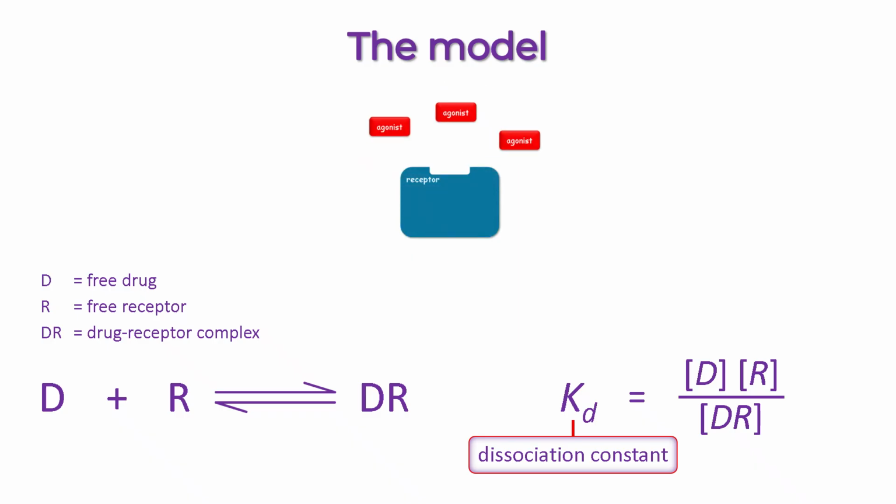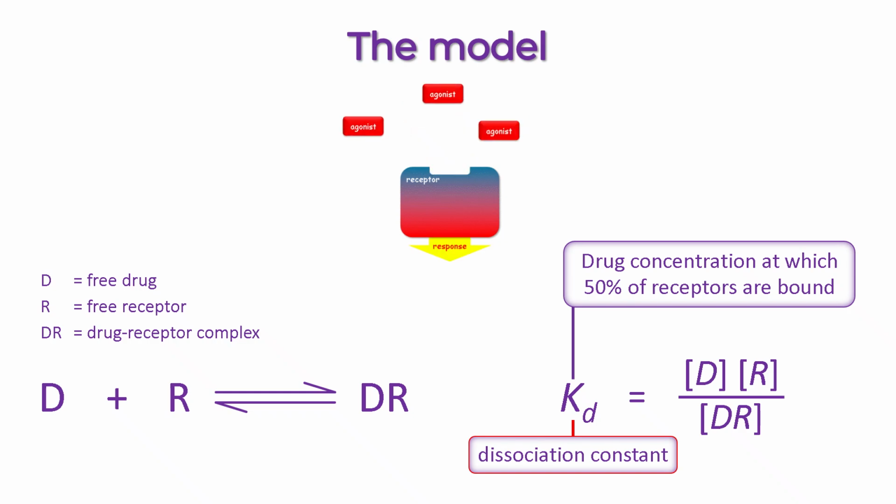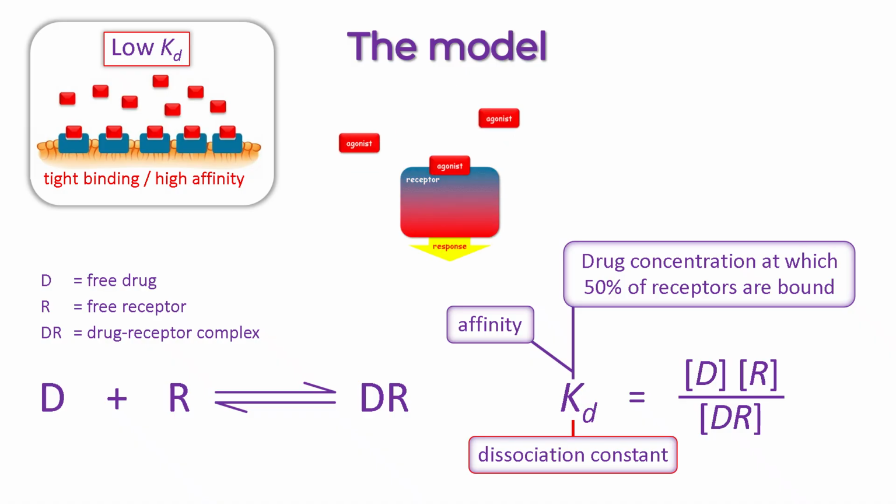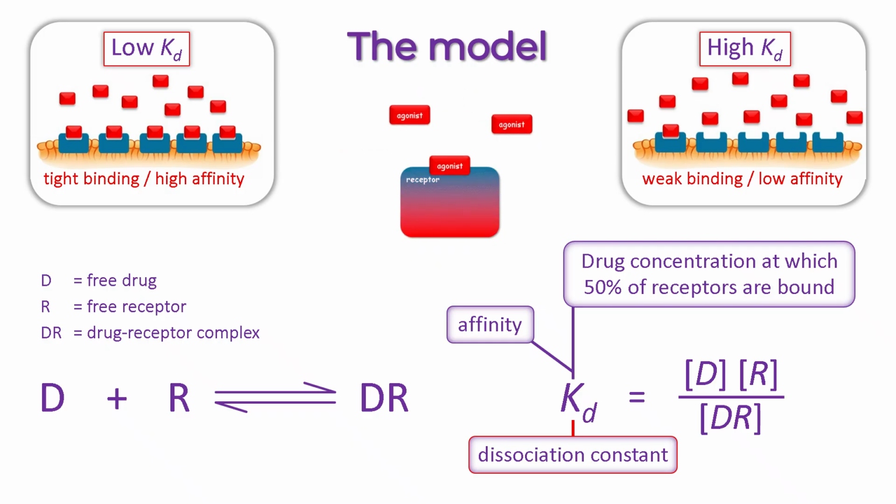Kd also has an important practical meaning. It is the drug concentration at which 50% of the receptors are occupied. Because of this, Kd provides a measure of affinity. A low Kd means tight binding and high affinity, whereas a high Kd means weak binding and low affinity. So Kd tells us how tightly a drug binds to its receptor. The next step is to use that information to predict how many receptors will actually be occupied at any given drug concentration.